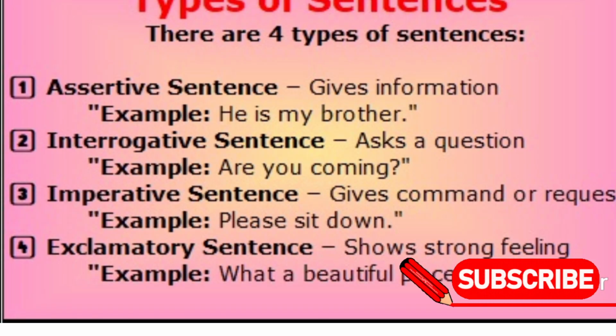Types of sentences. There are 4 types of sentences. Assertive sentence gives information. Example, he is my brother. Interrogative sentence asks a question. Example, are you coming? Imperative sentence gives command or request. Example, please sit down. Exclamatory sentence shows strong feeling. Example, what a beautiful place.